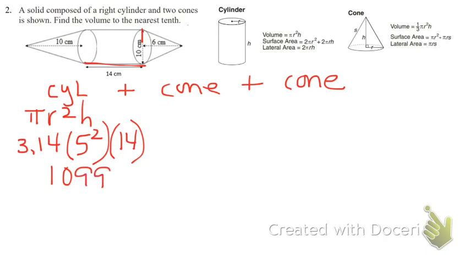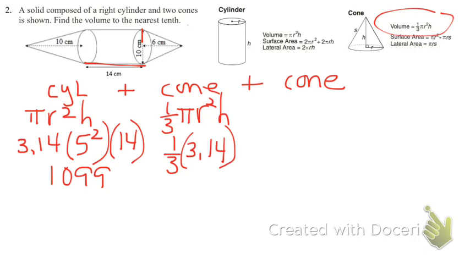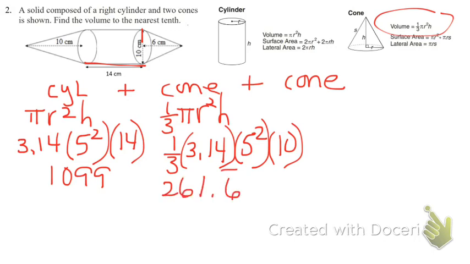The cone on the left, the volume is 1/3 pi r squared h. So that's 1/3, 3.14. The radius is still the same radius, 5. And the height of the cone on the left is 10. Okay, so 5 squared is 25. 25 times 10 is 250. Then I'm going to multiply by the 3.14 and divide by the 3. So I get 261.6 repeating for the cone on the left.